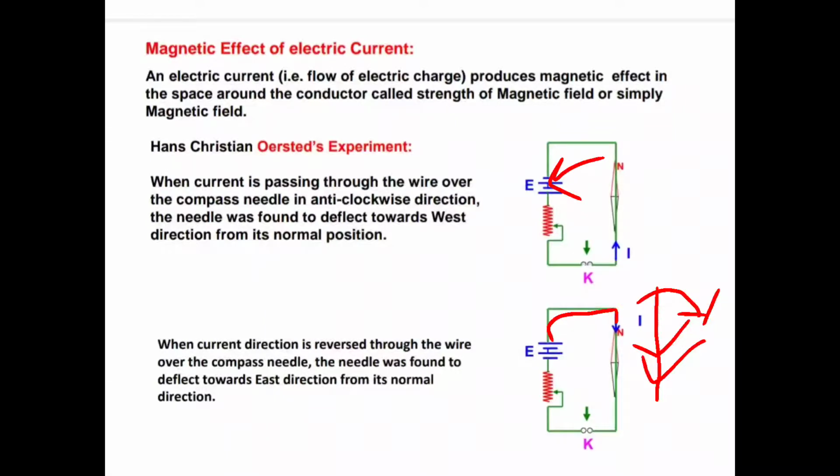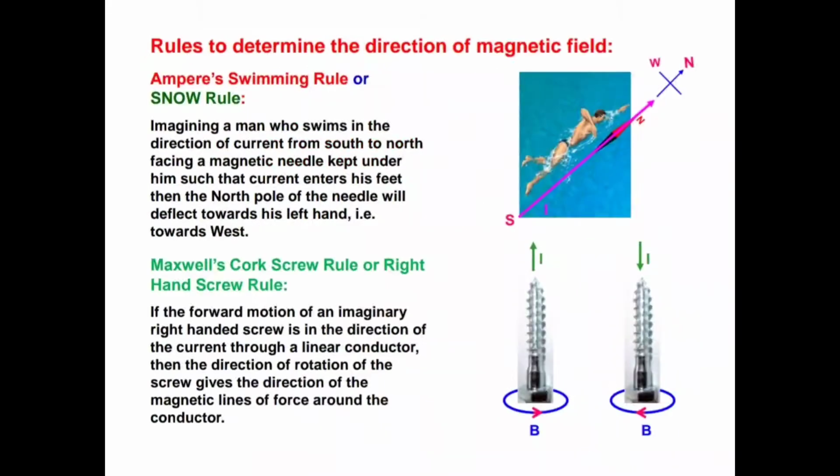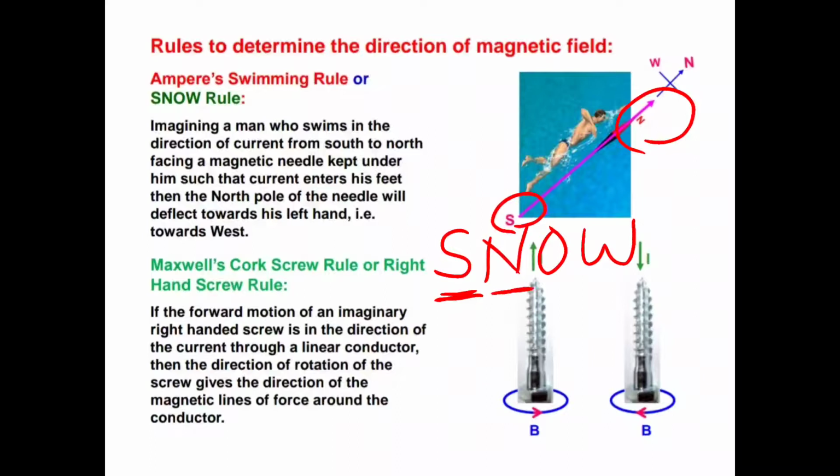But now how will we say in which direction the magnetic compass needle will deflect? For that we have one rule, and that rule is termed as the SNOW rule, as the name indicates. Here the name is SNOW. If the current flows from south to north direction, then the needle will deflect towards west.